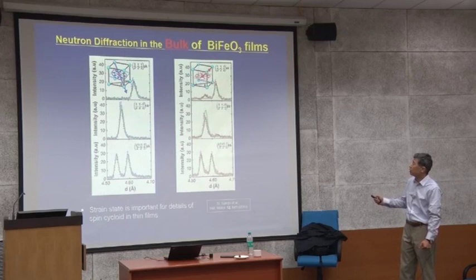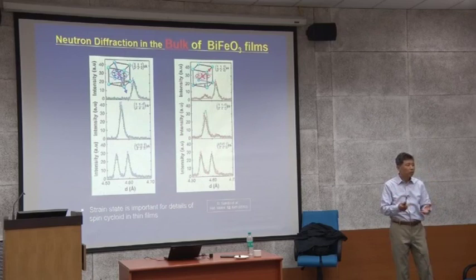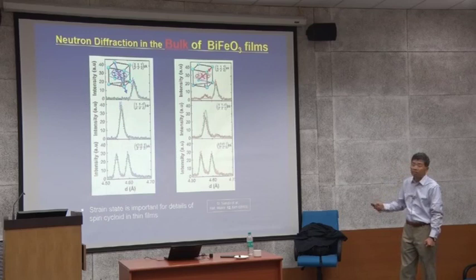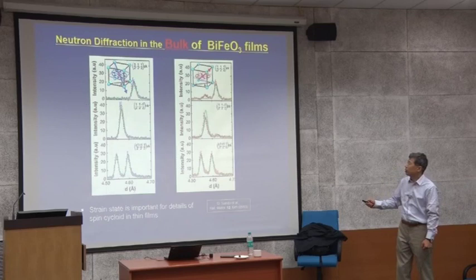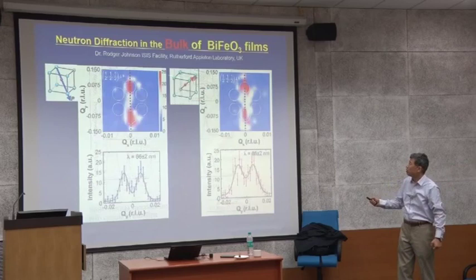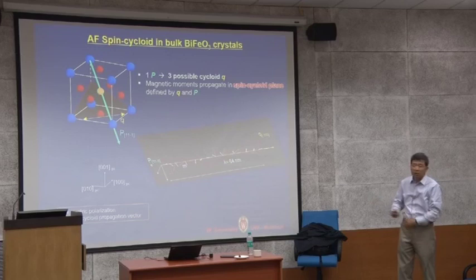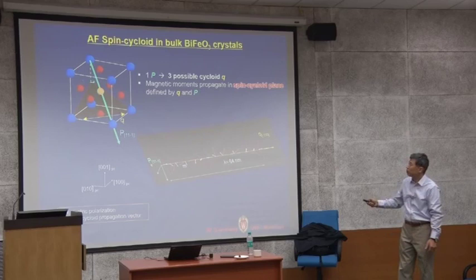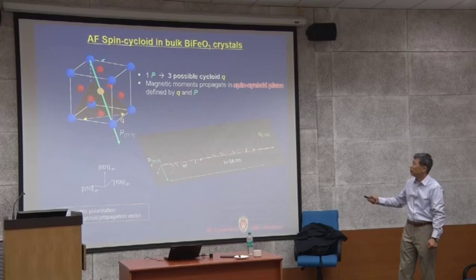This one requires some fitting of the neutron data. I'm not going to go into all the details of this. From the neutron fitting, the spin cycloid plane is not the same as in bulk. You can see that this one is very close to the surface of the 100 plane. Can you see that? It's very close to that. Compared to this, the spin cycloid plane is slanted like this. So this spin cycloid plane is here, but in the thin films this plane is very close to this plane. Okay?